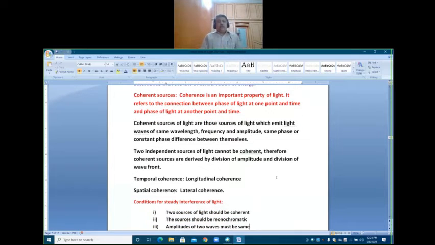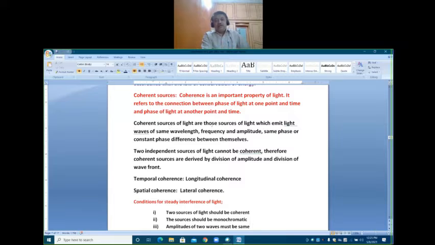Then for interference we need two waves or two sources, and the condition is that the two sources must be coherent. What do we understand by coherent sources? If you have two sources which have identical properties, that is, they have the same wavelength, same frequency and same amplitude, and they have the same phase or constant phase difference, then such sources are called coherent sources of light.